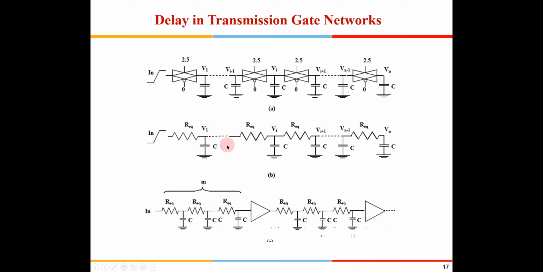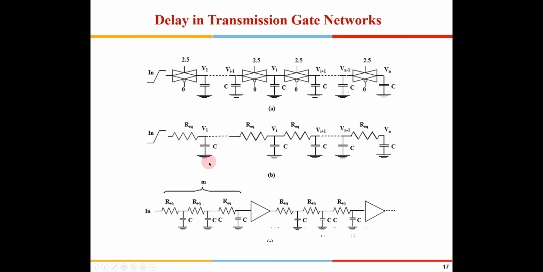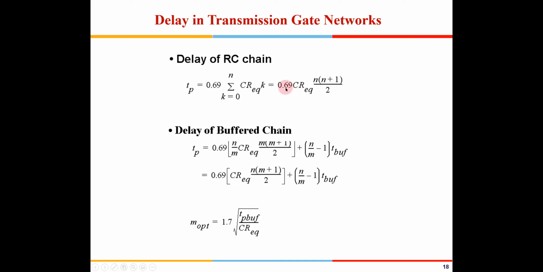So okay, I was telling, we saw this, right? 0.69 into C R equivalent, when we studied the RC delay, the inverter delay, right? So K means the number of stages here. If there are K transistors, the delay will be 0.69 C R equivalent, and K can be from 0 to N, right? So this turns out to be N into N plus 1 by 2. So this is the total delay.